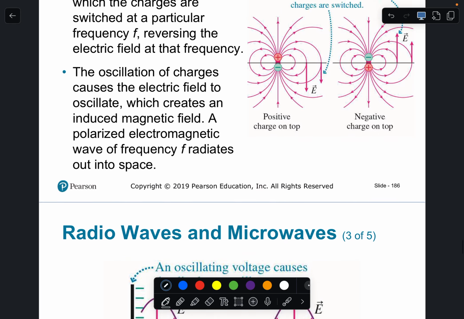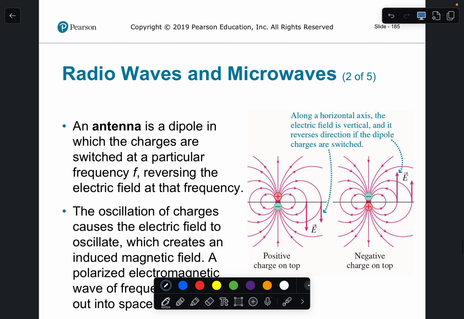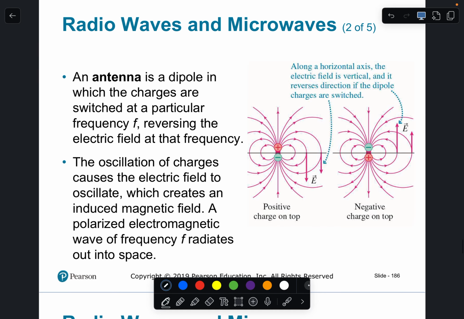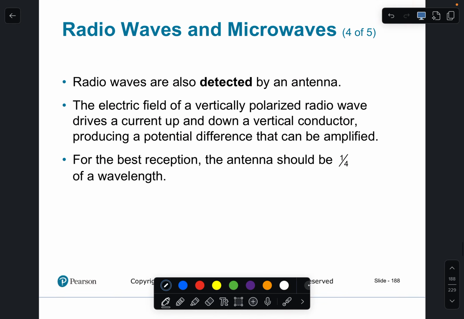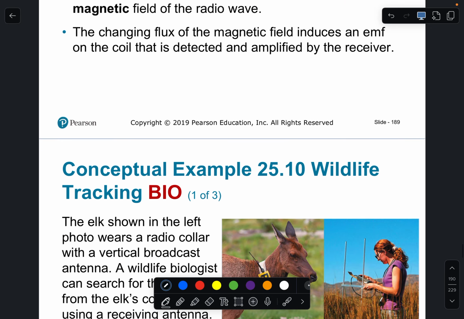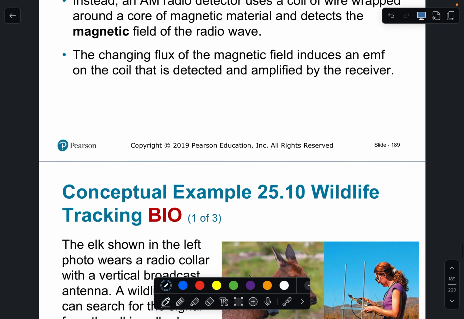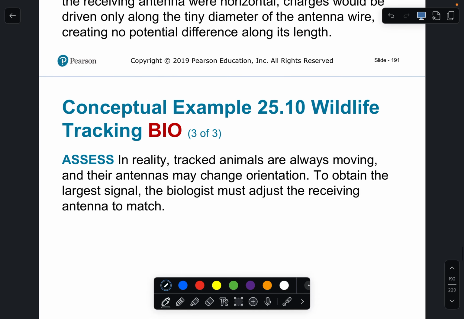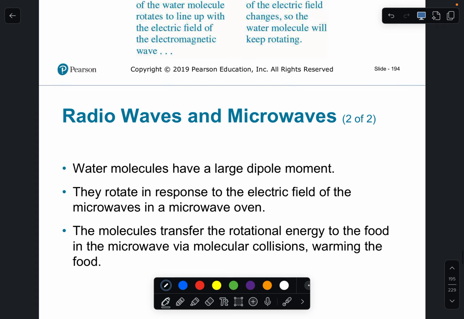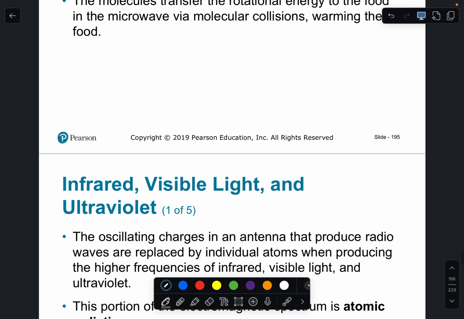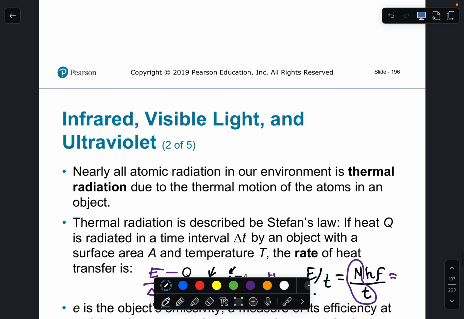We're not going to talk too much about antennas, but antennas are essentially dipoles that are both producing electromagnetic waves and sensing electromagnetic waves. Don't worry too much about antennas. I think the last thing I wanted to talk about was the electromagnetic spectrum. Everything else is just qualitative. So that's going to wrap up chapter 25.